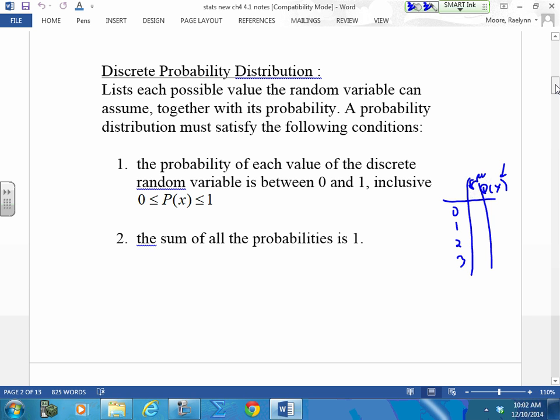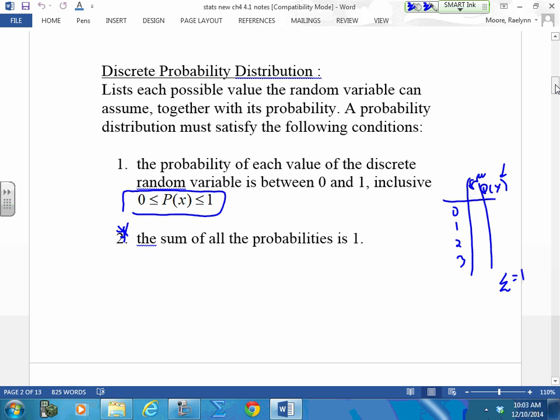First of all, just basic. You know your probabilities are between 0 and 1, inclusive. 0 meaning impossible to happen, 1 meaning certain to happen. If it's 0, you only get one probability. If it's 1, you only get one entry in your table. The other criteria is that the sum of all your probabilities equals 1.